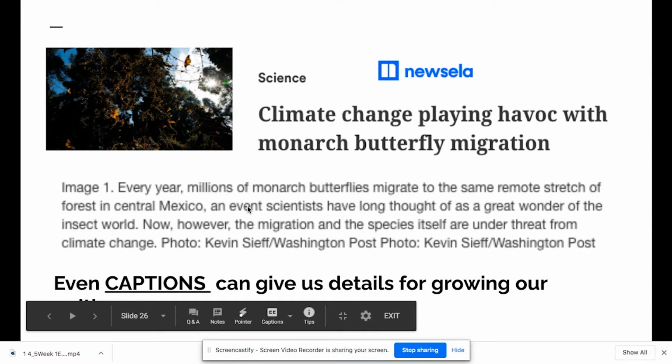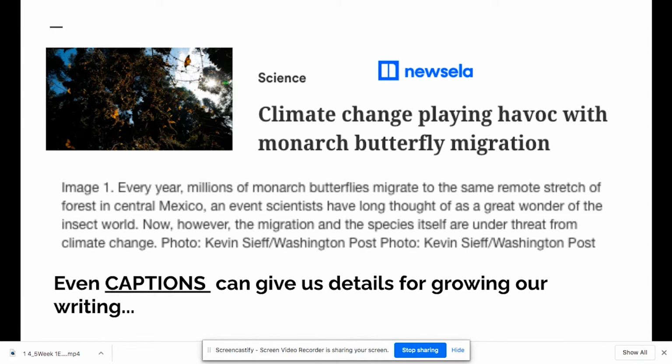Remember, in our mentor text, the captions held a lot of information. That's true of most things that offer captions. It's there to provide the detail. In this case, it tells us that every year, millions of monarch butterflies migrate to the same remote stretch of forest in central Mexico, an event scientists have long thought of as a great wonder of the insect world. Now, however, the migration and the species itself are under threat from climate change.